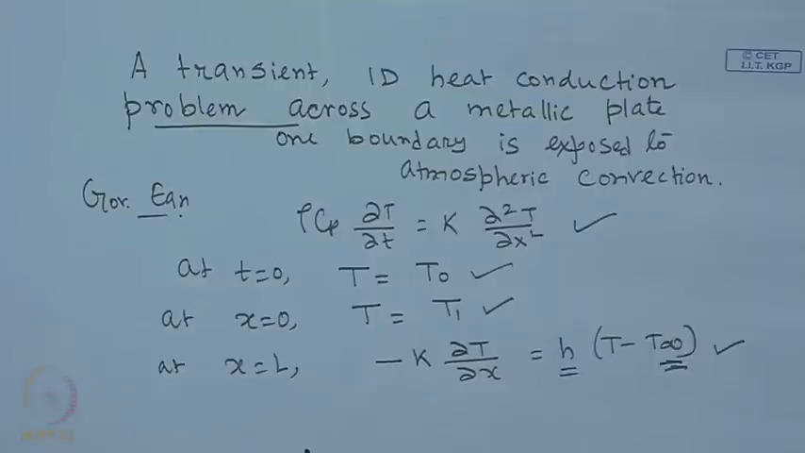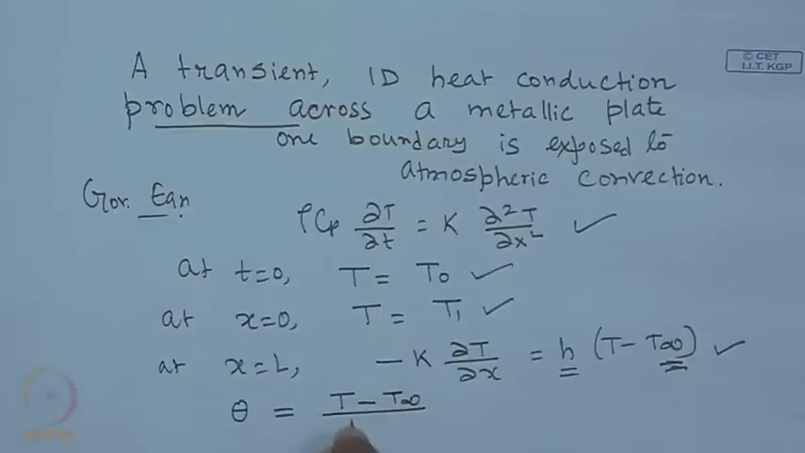So, we make this problem non-dimensional, so that the number of non-homogeneities can be reduced significantly, and we are aiming to reduce the number of non-homogeneities by at least 1. So, if we define a non-dimensional temperature theta as T minus T infinity divided by T 0 minus T infinity, then probably we can get down the number of non-homogeneities to 2 from 3. So, if you really do that, let us see what is the fate of the governing equation.